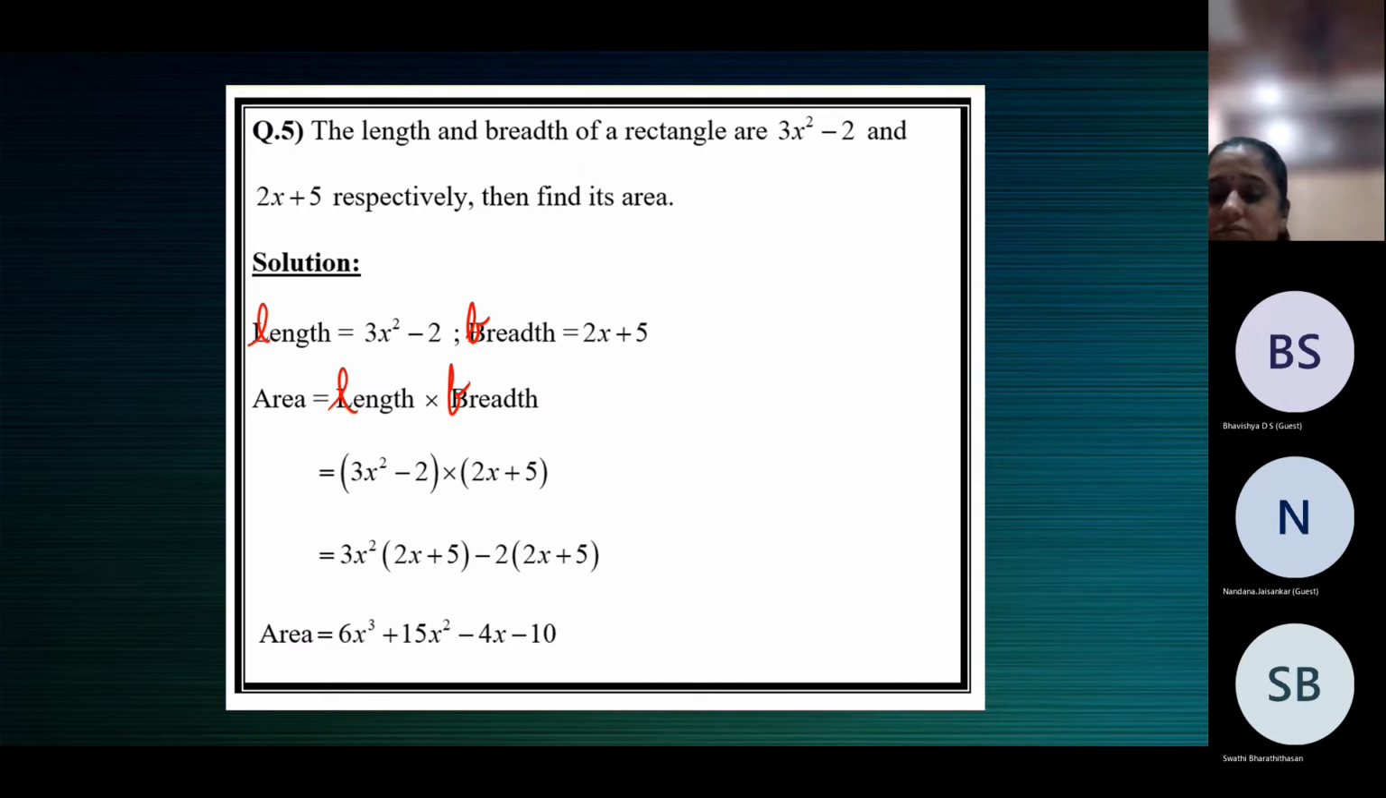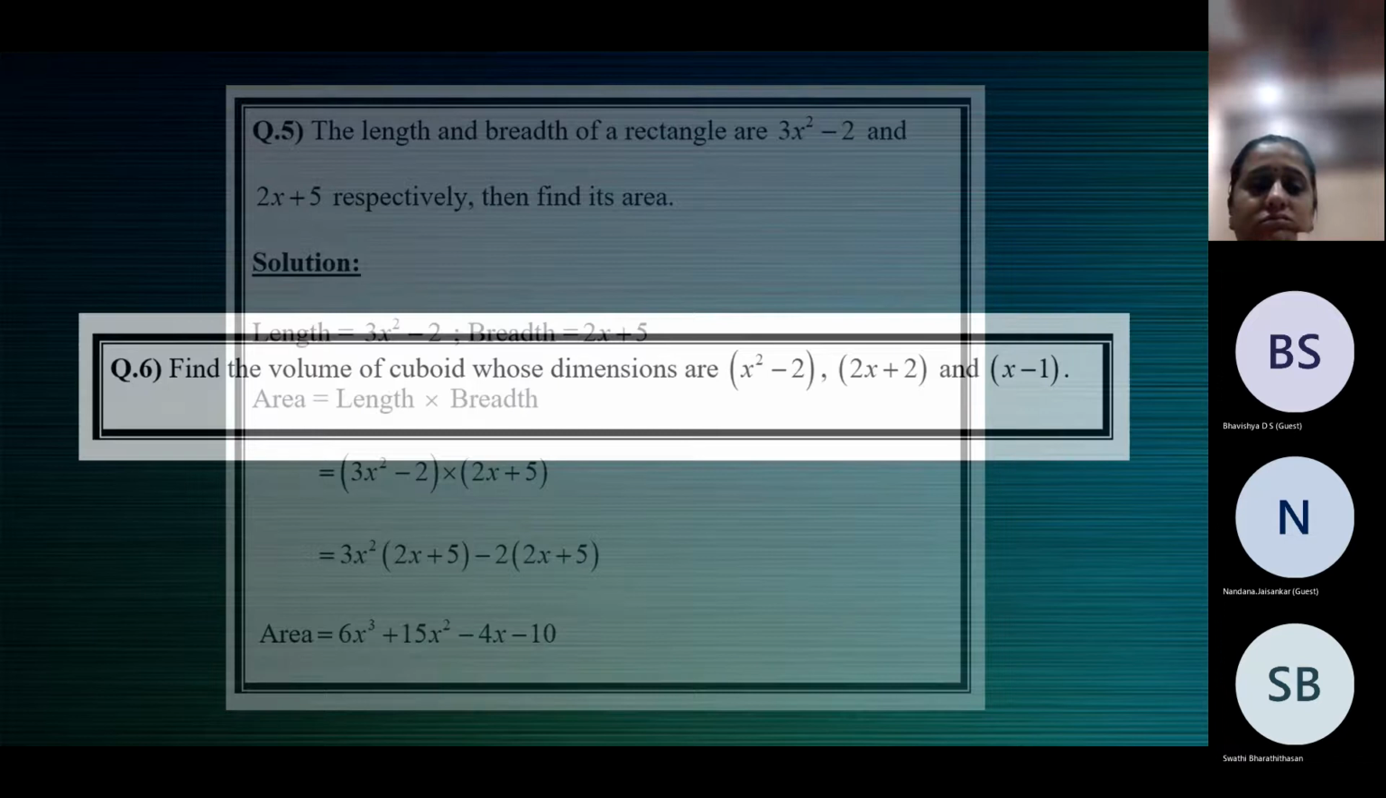Done, children? Last step. Okay. Yes, ma'am. Done. Do this, children. Find the volume of a cuboid.